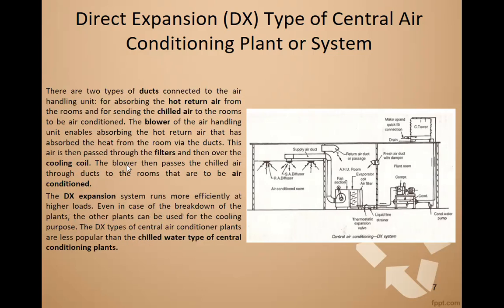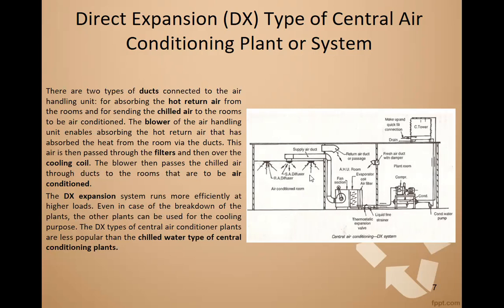So there are two types of ducts connected to the air handling units. For absorbing the hot return air from the rooms and for sending the chilled air to the rooms to be air conditioned. So now return and then supply. Mostly, yung return, ito, makikita nyo sa figure, ang supply niya ductile kasi para makonsentrate ng distribution. At is part na may role kasi yan eh.